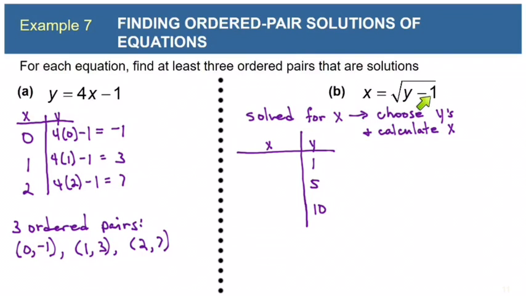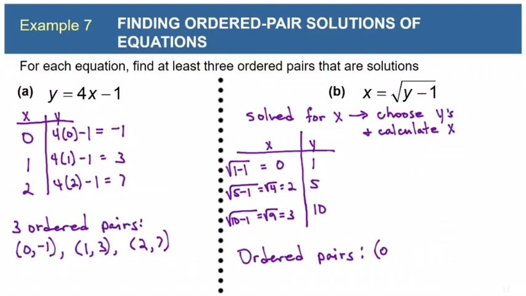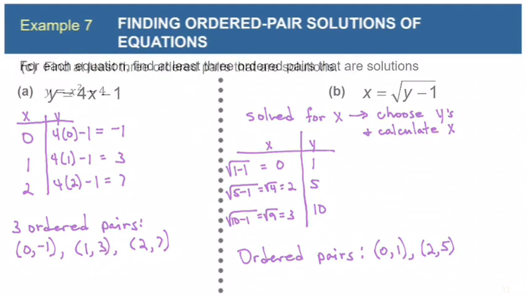1 minus 1 is 0, and the square root of 0 is 0. And plug in your 5. 5 minus 1 is 4, and the square root of 4 is 2. And now plug in 10. 10 minus 1 is 9, and the square root of 9 is 3. So our 3 ordered pairs are (0, 1), (2, 5), and (3, 10).